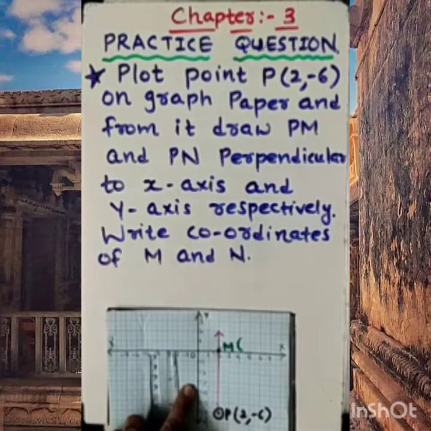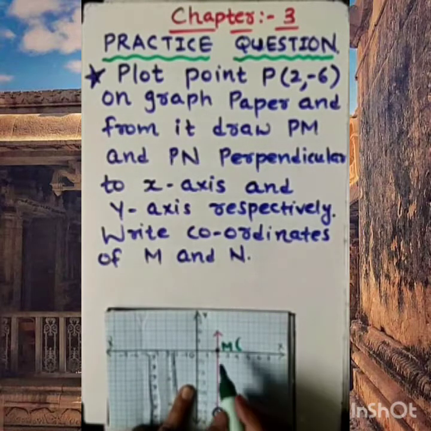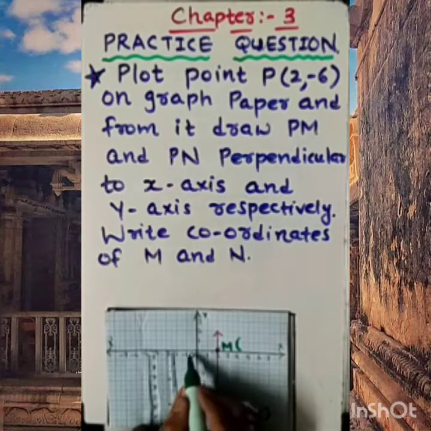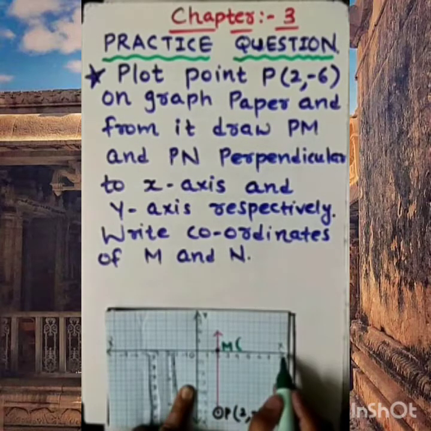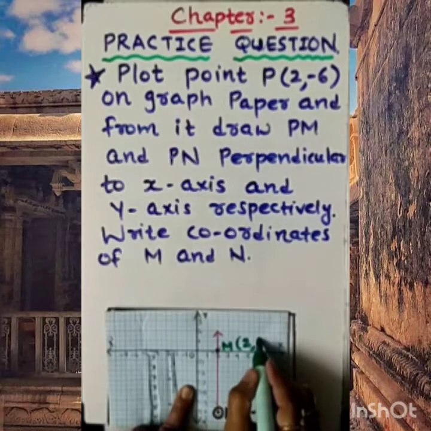Then how to decide its coordinates? The x coordinate will be 2 and it is on the x-axis, so its y coordinate will be 0.